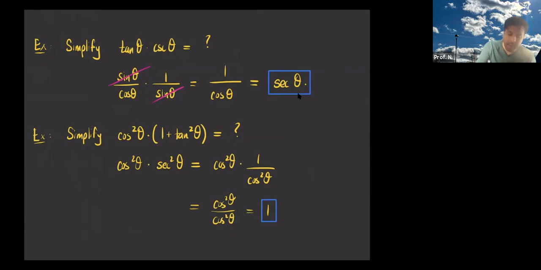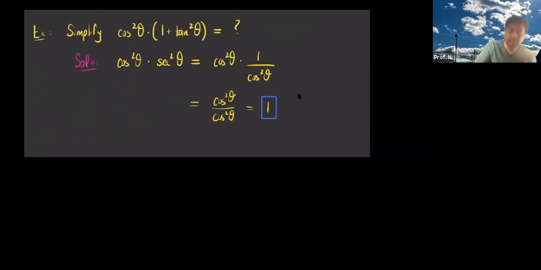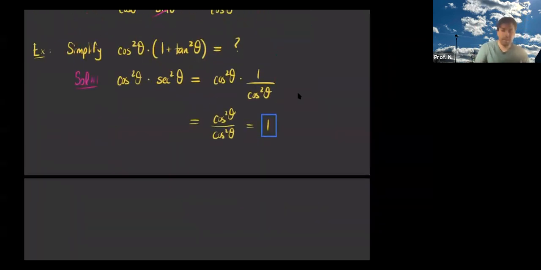So let me just show you that I could have done this another way. So this is solution 1, right? This is one way. Now let's say you're like, you know what? I have no idea what 1 plus tangent squared theta is. I can still have done the same thing. I would have still gotten the same answer.